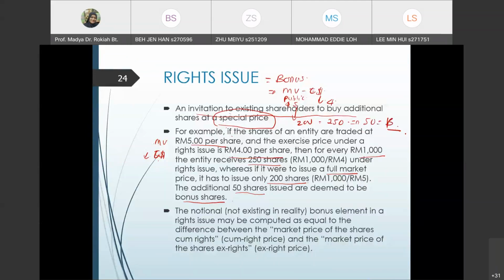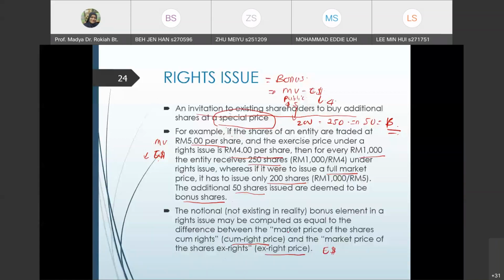Okay. The notional bonus element in the rights issue may be computed as the difference between the market price of the shares, call this the cum-rights price, compared with the market price of the shares ex-rights, which is the ex-rights price. The ex-rights price is the exercise price. But the cum-rights price here is the market value.